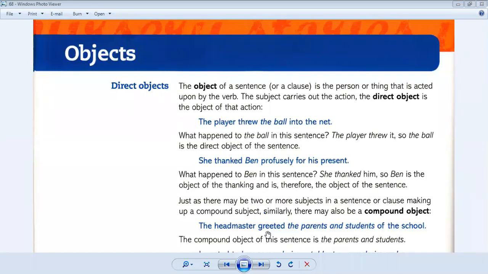Profusely is an adverb. For his present is a prepositional phrase. And the whole thing of profusely and his present is a complement to complete the rest of the sentence. You got this point? Okay.